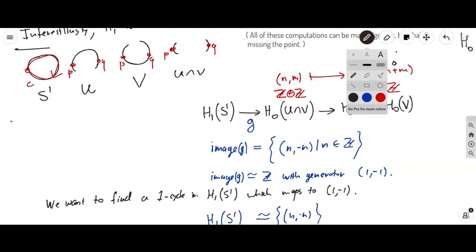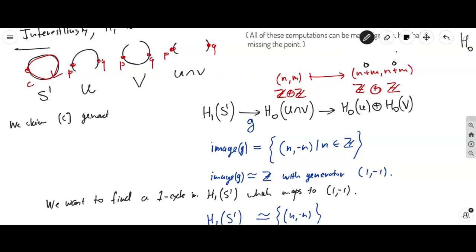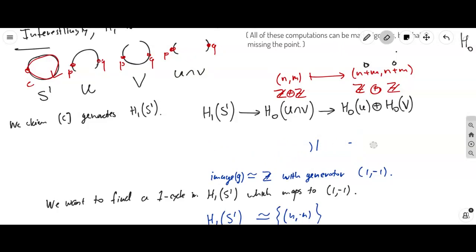And we claim that the class of C generates the homology group for the circle. Okay, so what do we need to check? Let's remove this G over here. In fact, let me remove all of this. This is just going to get in the way.